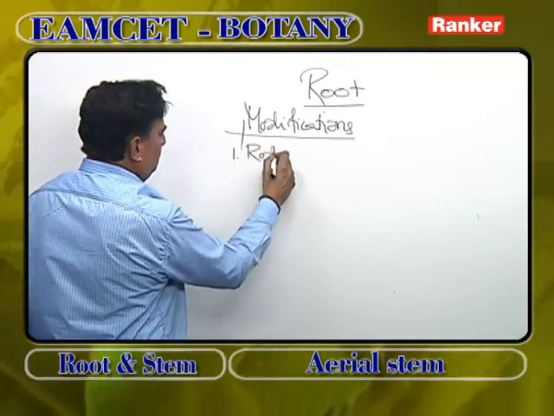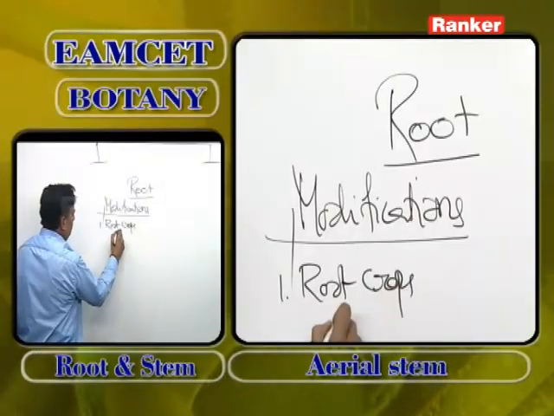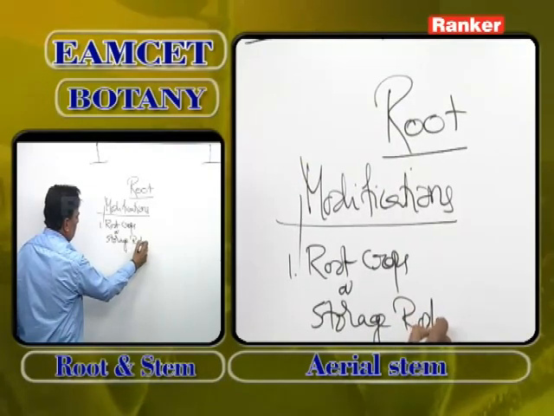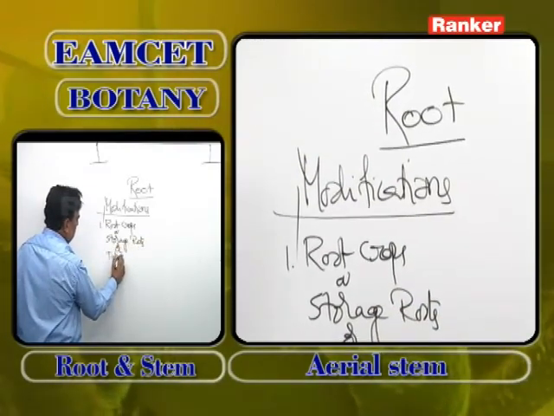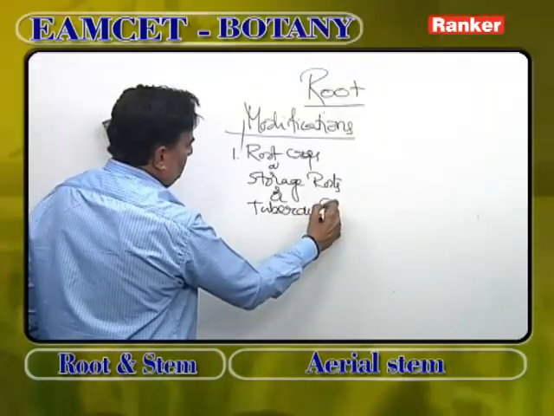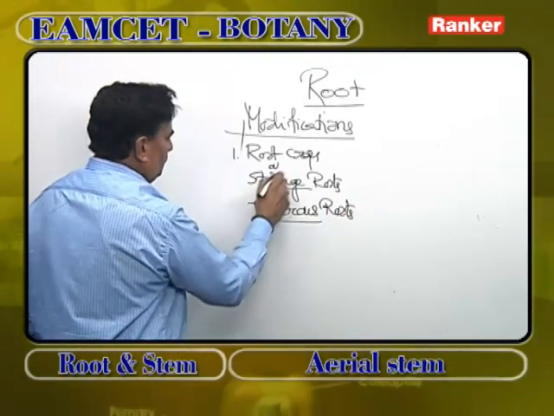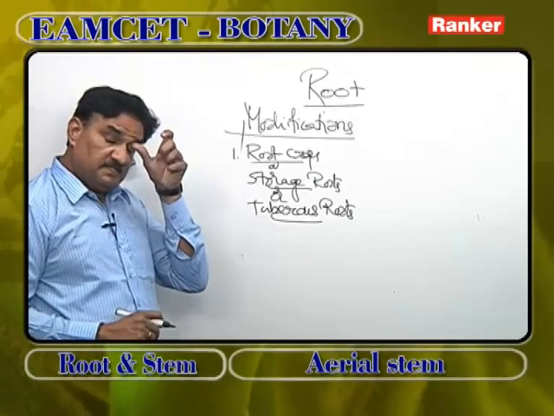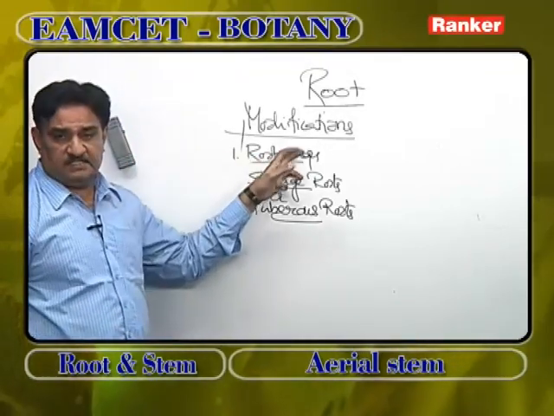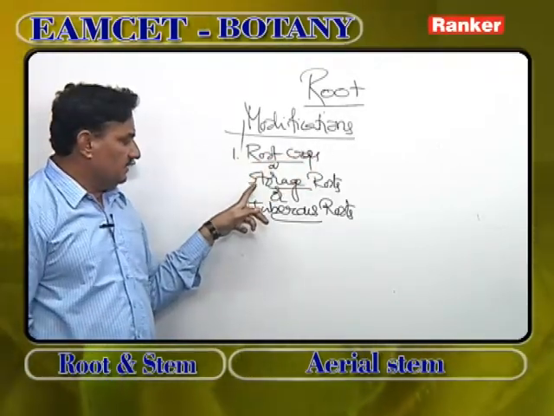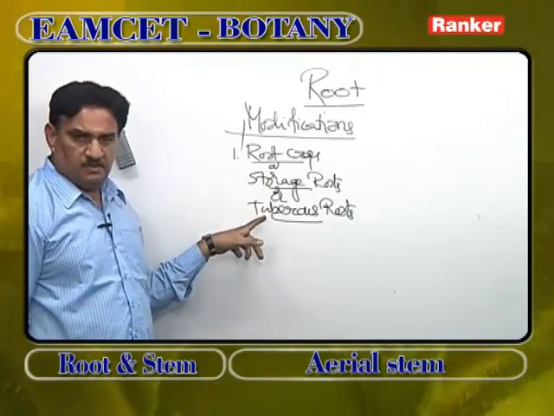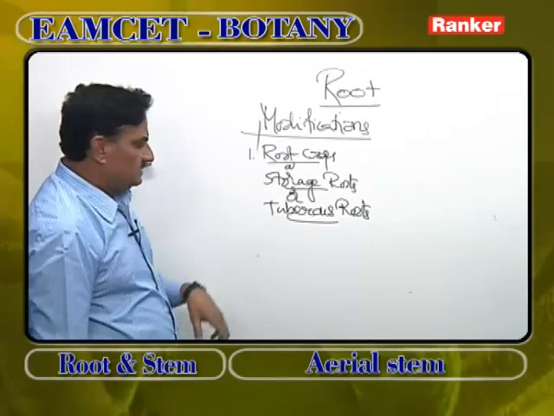One, root crops or storage roots or tuberous roots. The name itself indicates the root is used as a crop. The name itself indicates the root stores food material. The roots show different tuberous shapes.